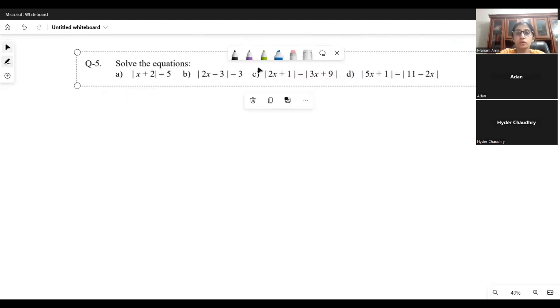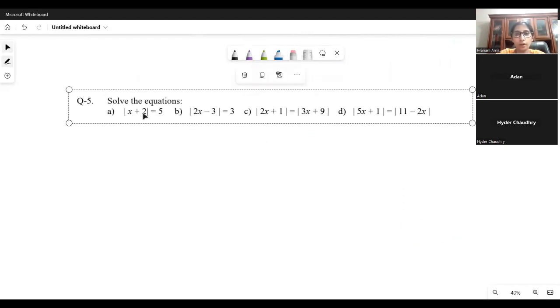So in part A and B, what do you do? You remove the modulus and place plus minus with the left hand side. And in part C and D, you remove the modulus sign from both sides and just place plus minus with any one of the sides.